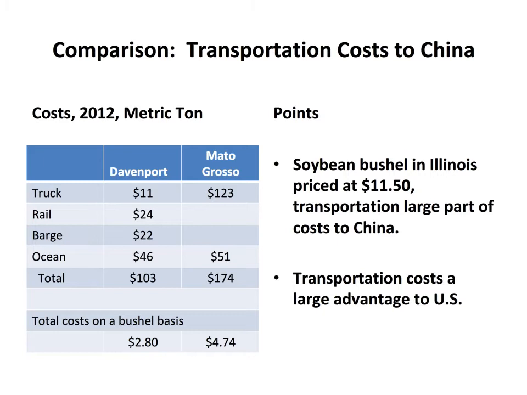And just to give you a feel, soybean bushel in Illinois was priced at $11.50 right now, pretty close to that. And obviously, transportation plays a large part of the total cost. $2.80 compared to $11.50, or $4.74 compared to $11.50. Right now, transportation costs are a large advantage to the U.S.